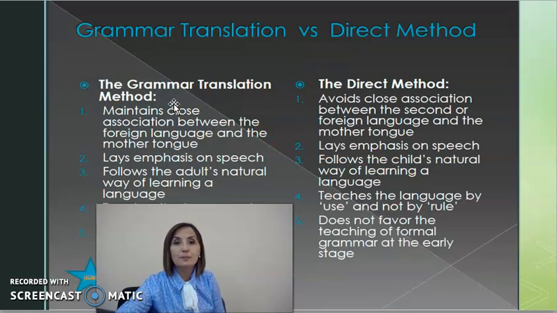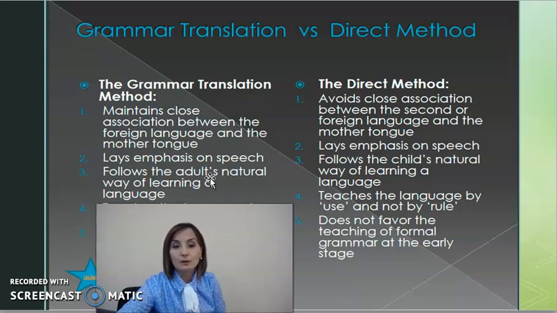So now we will speak about the differences between the direct method and grammar translation method. So in grammar translation method, it maintains close association between the foreign language and the mother tongue. In direct method, it avoids close association between the second or foreign language and the mother tongue. In grammar translation method, it lays emphasis on speech, and in direct method, it lays emphasis on speech too.